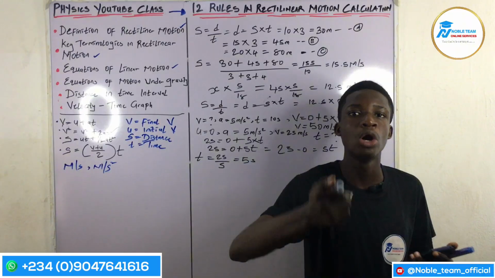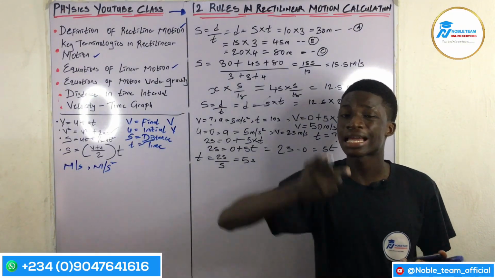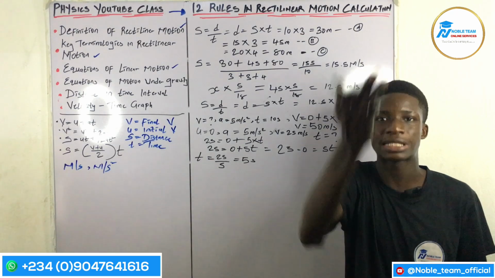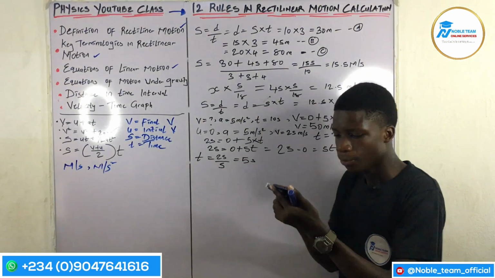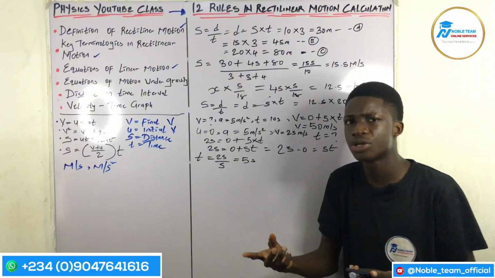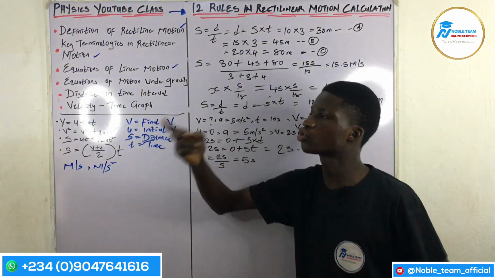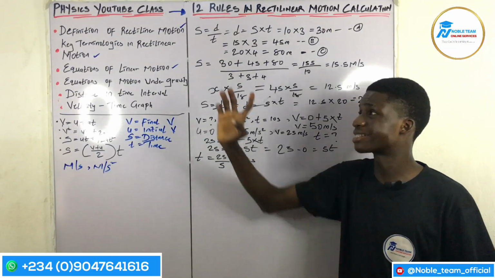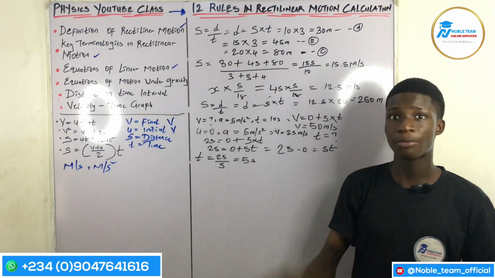Pick up your book, pick up your biro, get a calculator. Once I'm doing the calculations, you are going to be doing it yourself. Now, question 5. We are going to be solving up to 8 or 9 questions, and we look into equations of motion under gravity, because I'm going to be dissecting everything you need to know under rectilinear motions.